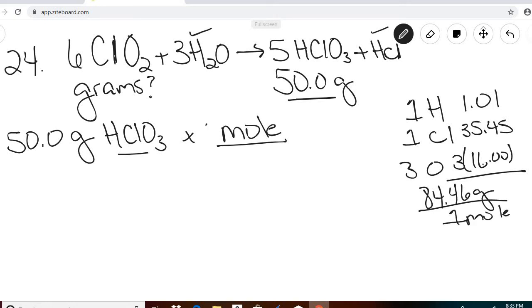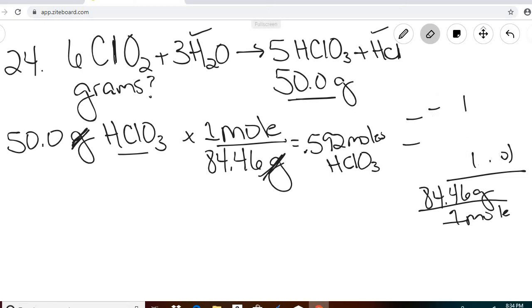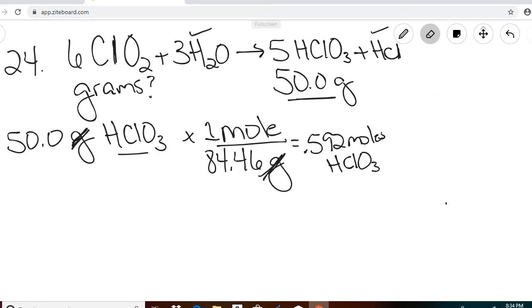Okay, so 1 mole is 84.46 grams. Grams are going to cancel, and you'll be left with moles. 50 divided by 84.46, you will have 0.592 moles of the HClO3. Okay, now that we know the number of moles of the HClO3, we can look at its relationship to the ClO2, which is what our question is asking.